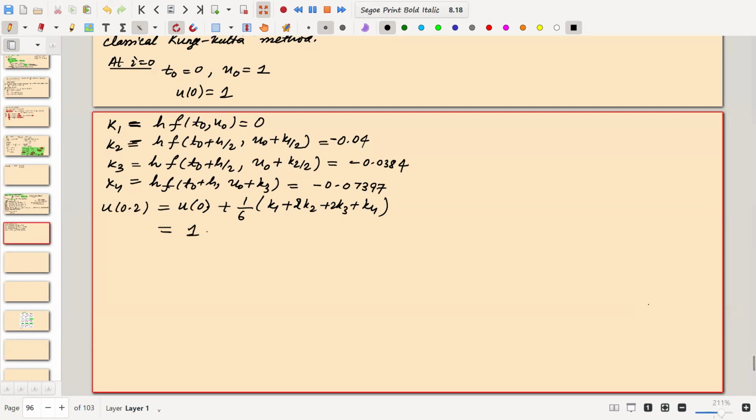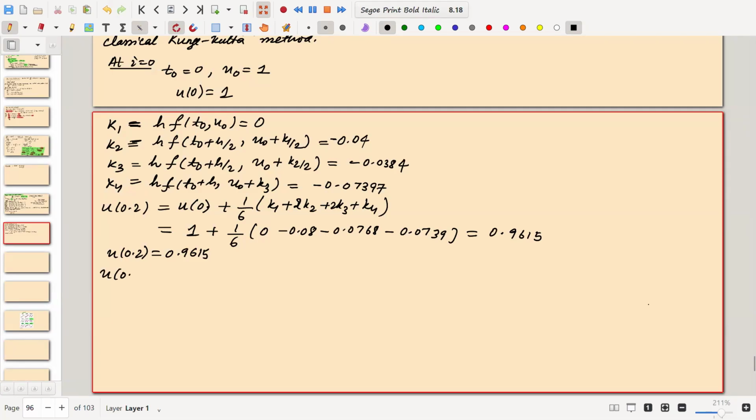So what should u at 0.2 be? It is equal to u at 0, which is 1, plus 1 by 6 times what you got: 0, minus 0.08, then minus 0.0768, and minus 0.0739. So you will get around 0.9615. So you got u at 0.2 as 0.9615.